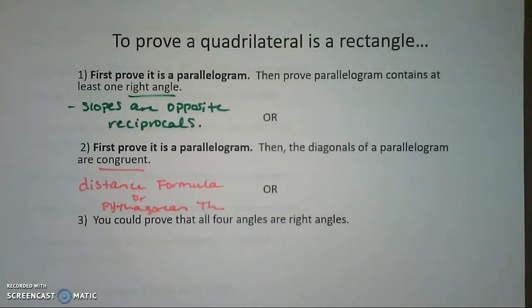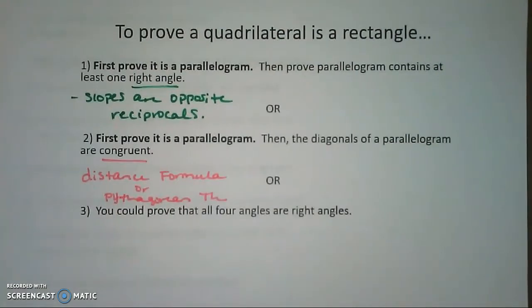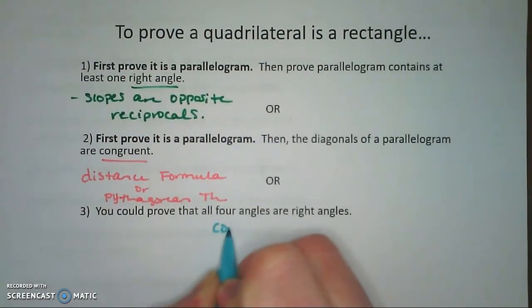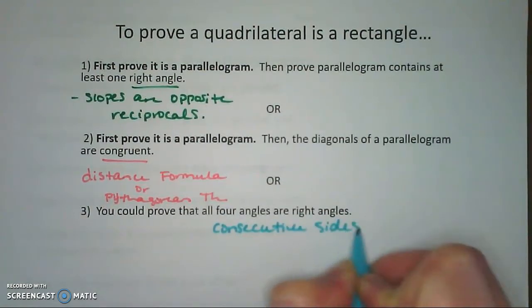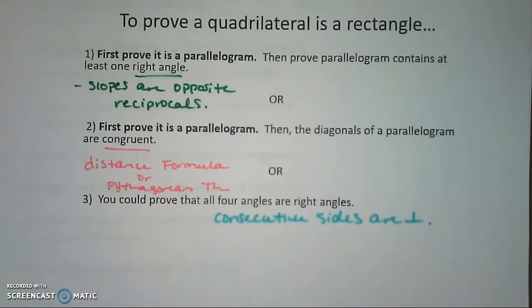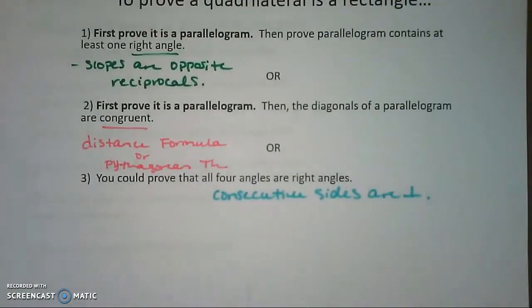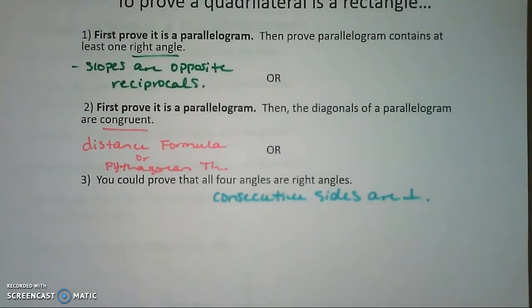Lastly, you could prove that all 4 angles are right angles. In this one, you would just show that the consecutive sides are perpendicular. So if those sides that are right next to each other are perpendicular, that would mean that you have right angles. Again, if we're checking to see if something's perpendicular, then we're checking to see if the slopes are opposite reciprocals.